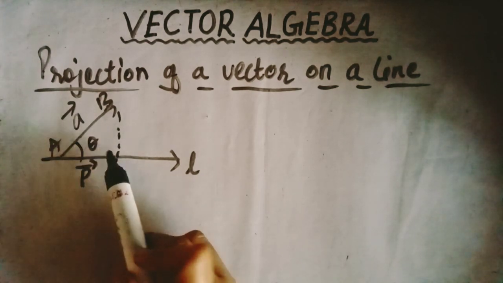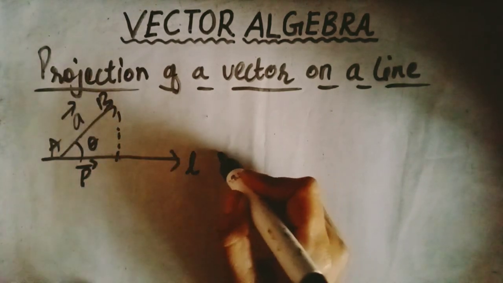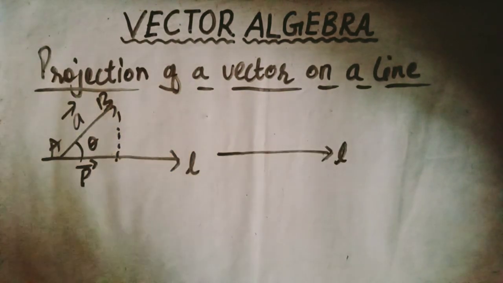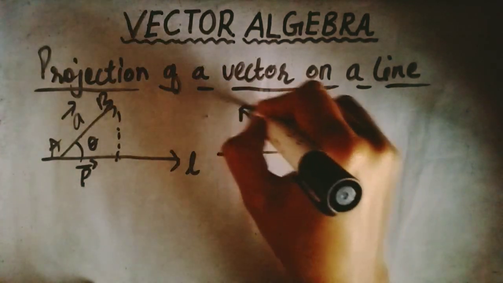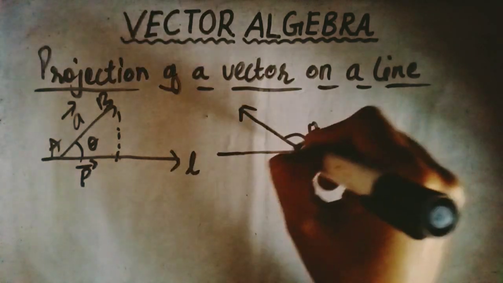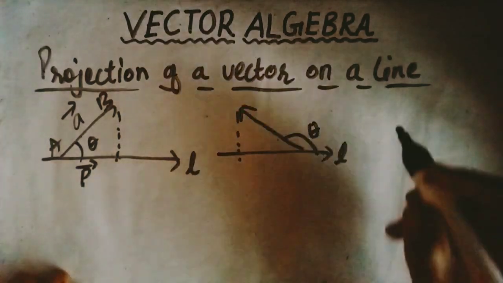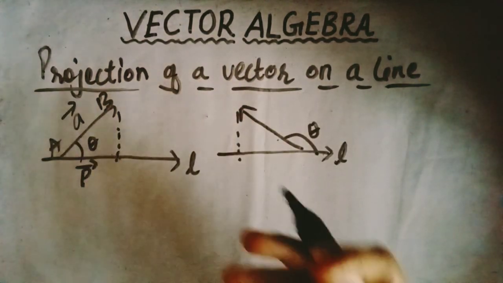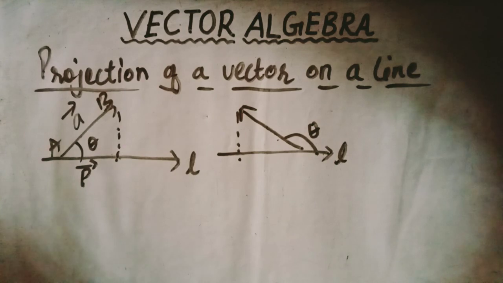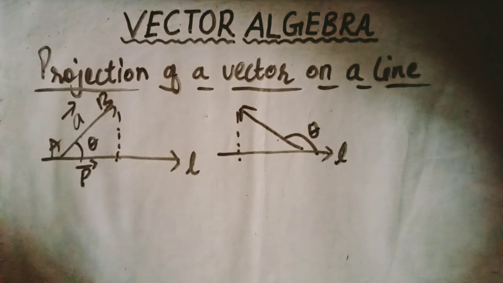So theta here is between 0 and 90, right? In the same way, if we project this vector in this direction, theta is now between 90 and 180. So the projection is here. Then there is one more case when it is projected, theta is between 180 and 270, and the last one is 270 to 360.